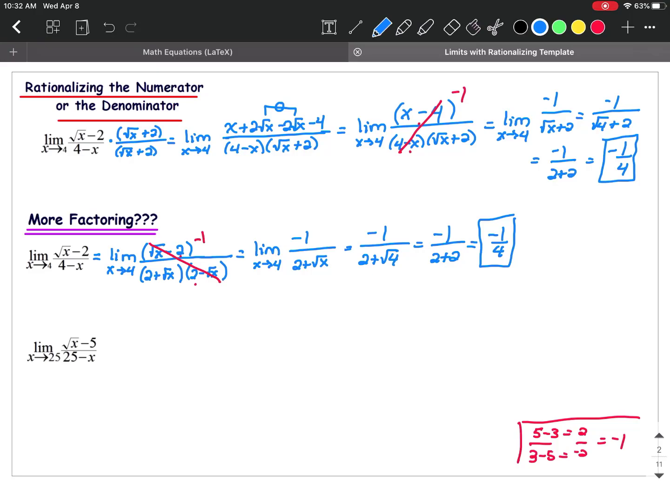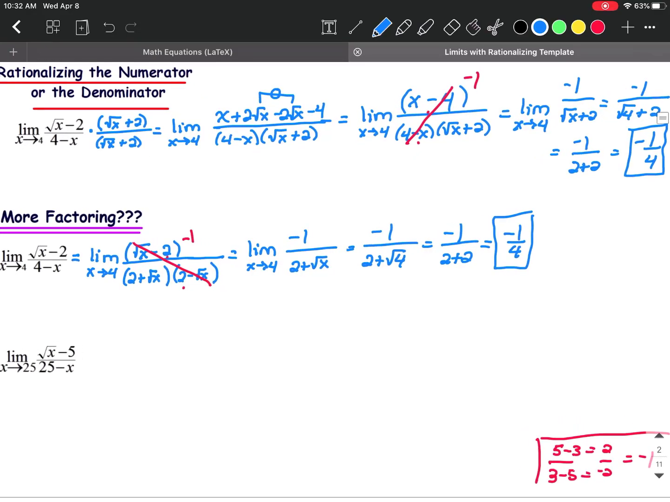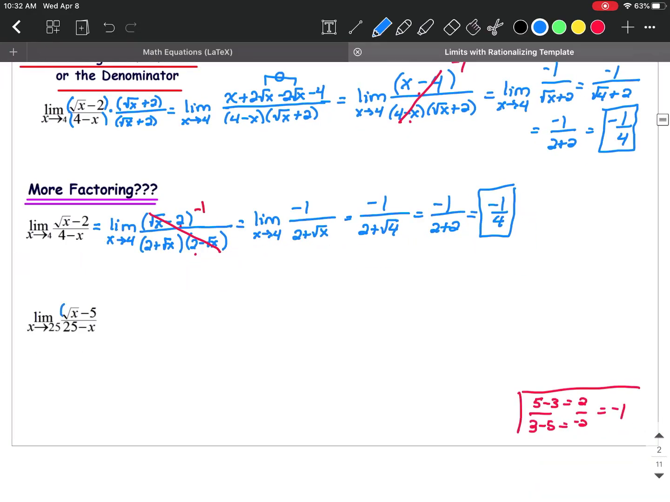So let's look at another example. So we have the limit as x approaches 25 of the square root of x minus 5 over 25 minus x. Now what we're going to do is we're going to try rationalizing. So we multiply by the square root of x plus 5 over the square root of x plus 5. So that's the limit as x approaches 25. We are not going to multiply out in the bottom. 25 minus x times the square root of x plus 5. We're going to multiply in the top.